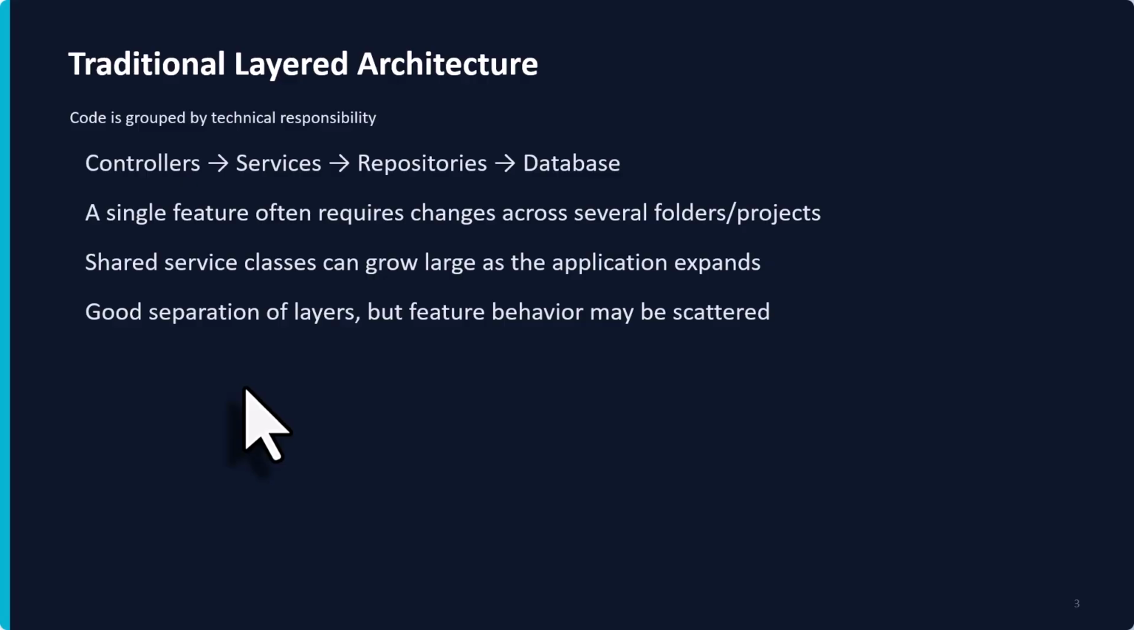Shared service classes can grow large as the application expands. It means if you take shared services or shared classes or common code, it will increase. We keep adding to the same file, so it will grow as the project expands. That is one of the disadvantages I can say. So there is good separation of layers, but feature behavior may be scattered, scattered in the sense the files are spread over different folders.